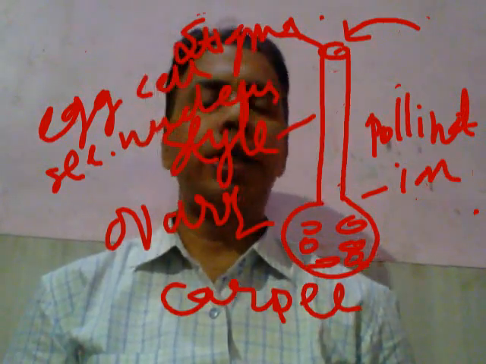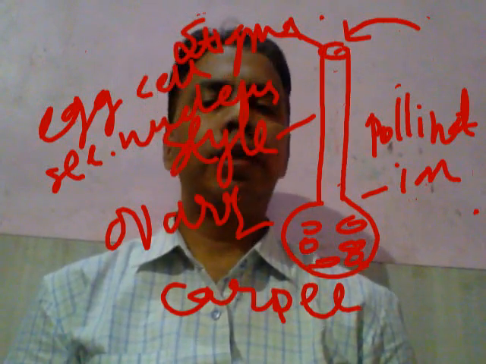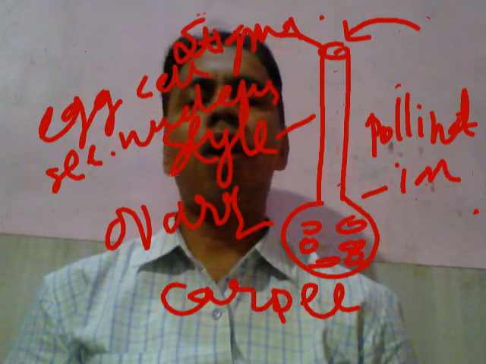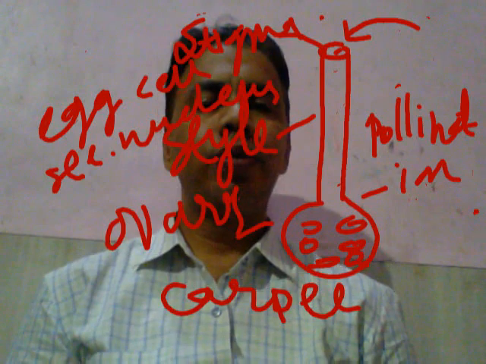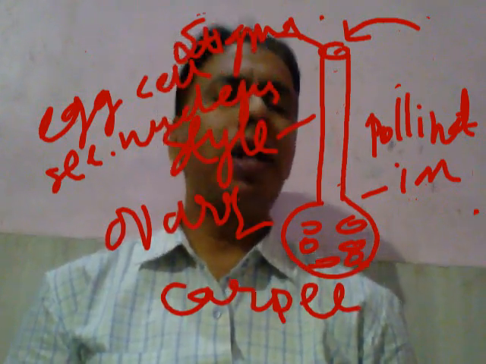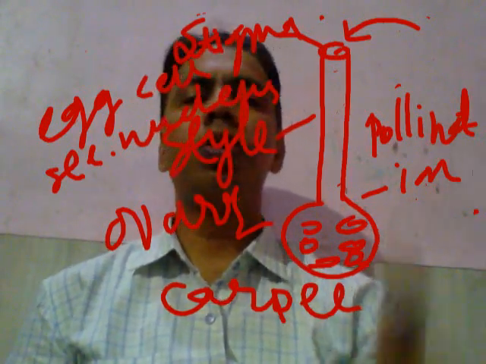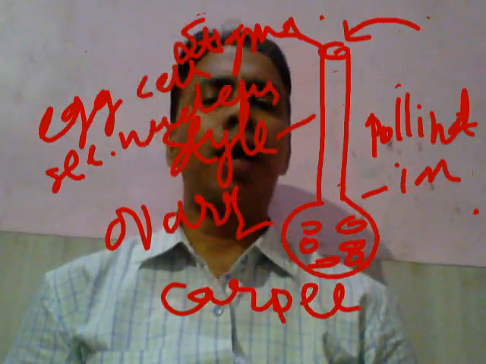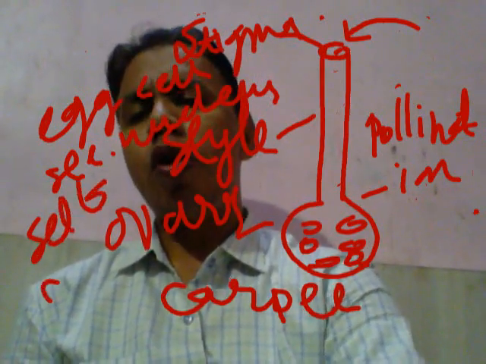How does this pollination occur? I told you last time, the corolla is colored, and it attracts the insects. So the agents of pollination are insects, wind, water currents, or animals. These are some of the agents which may transfer the pollen grain from anther to the stigma of a carpel. Now pollination is of two types: either self-pollination or cross-pollination.